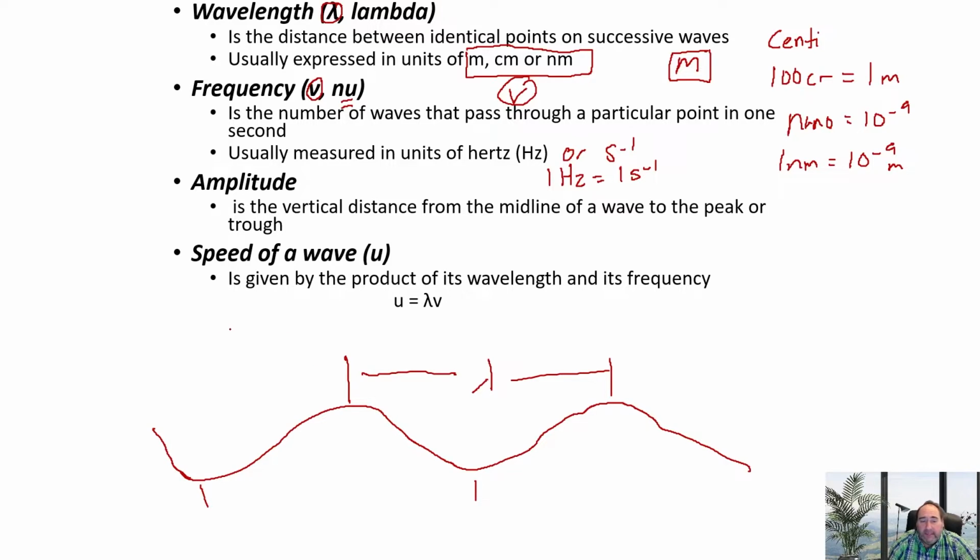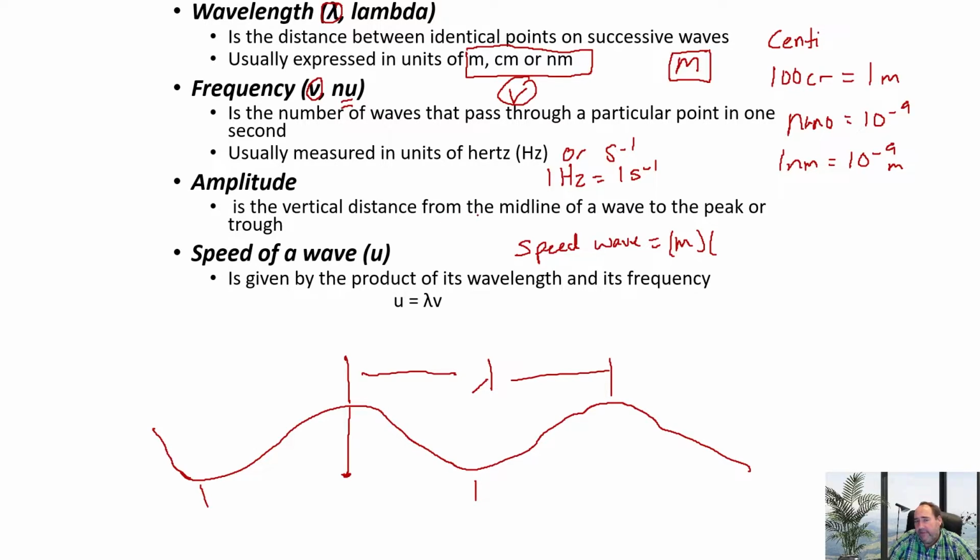The amplitude is from the midline to the peak of the wave. That's the amplitude, basically. And we can calculate the speed of the wave, which is sometimes abbreviated with the u. It is the wavelength times the frequency. So if we just look at the units here for a speed of a wave, wavelength is usually in meters.